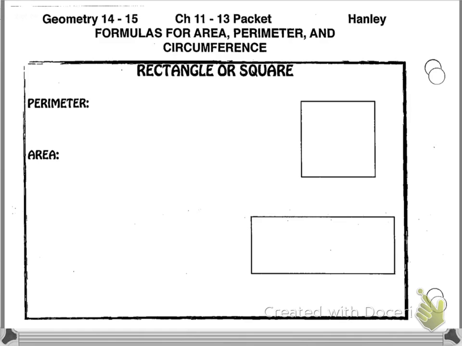So the one thing that we know about a square, remember, is that all four sides are congruent. And we'll call each side S for side. With a rectangle, we know that we have opposite sides congruent. One can be the width, and one can be the length, or you could use base and height, however you want to think about that. So for perimeter, let's find perimeter of a square first.